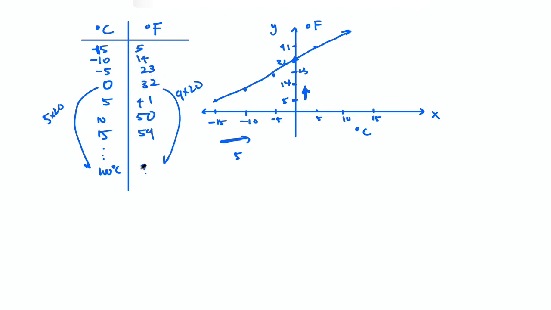So 32 plus 180 is going to be what it is in Fahrenheit. Okay, so 32 plus 180, that's just 212. So that's going to be 212 degrees Fahrenheit.